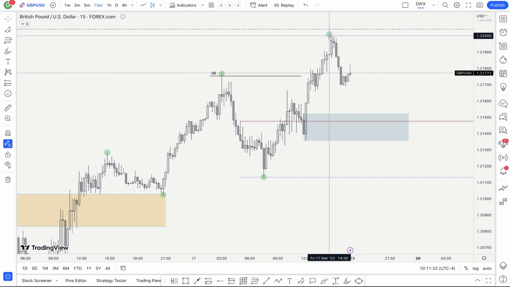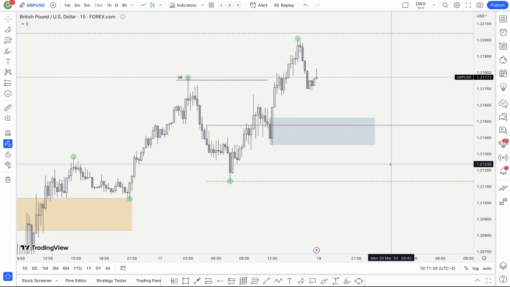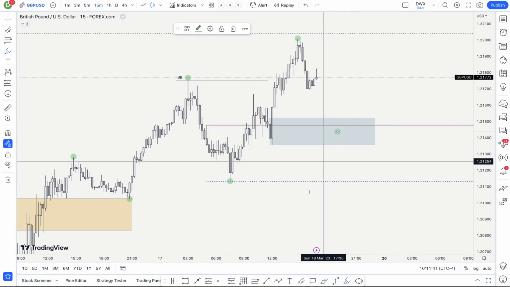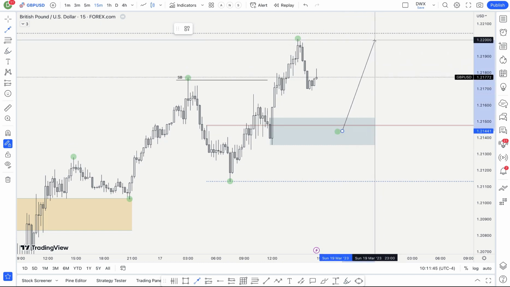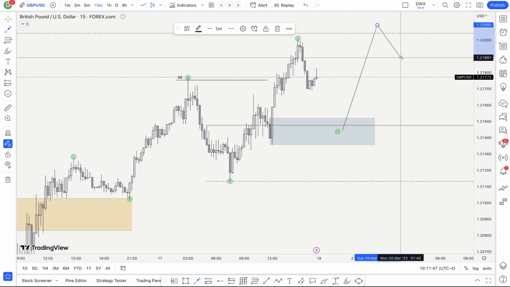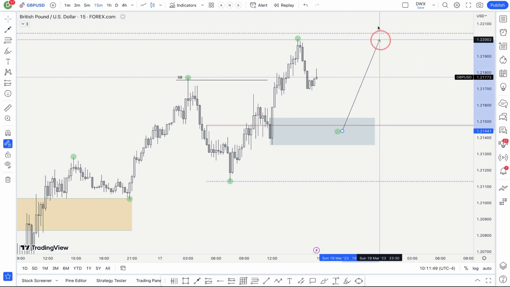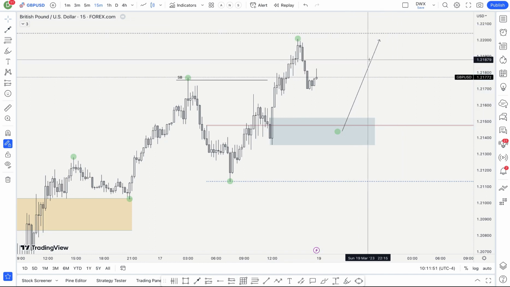So we have printed a recent higher high. So we're looking for price to create a lower high somewhere, followed by a continuation, either towards equal highs or a new higher high. So that's kind of what I'm leaning towards.